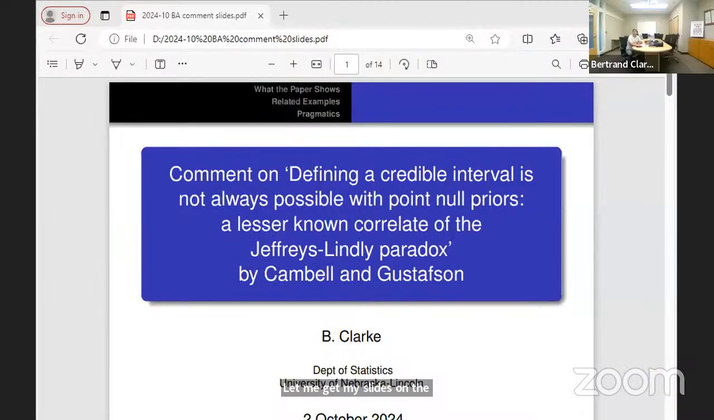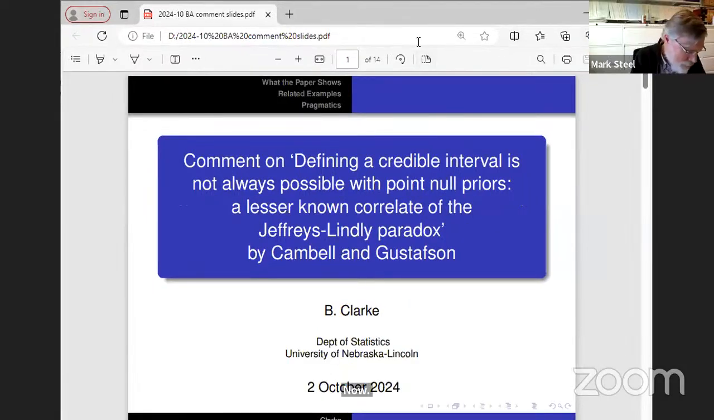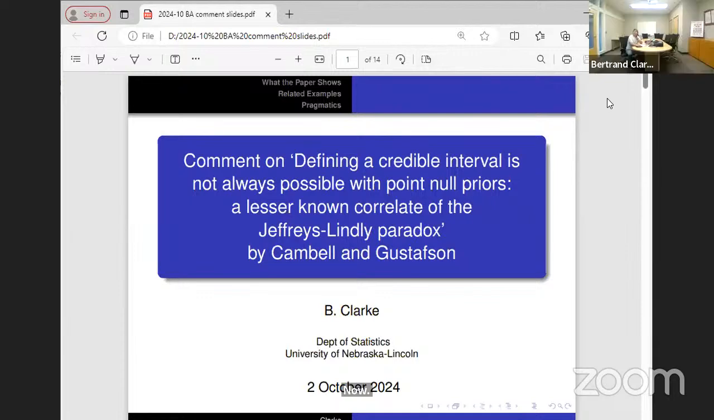Okay. Let me get my slides on the screen. Now. Yep, we can see them. Trying to find full screen. It was there before.